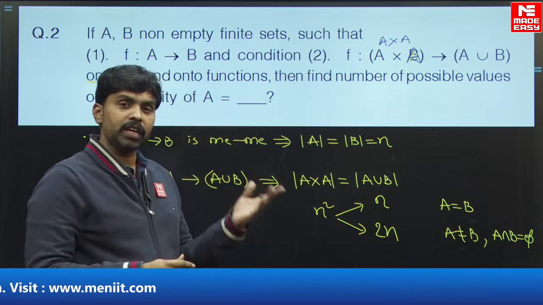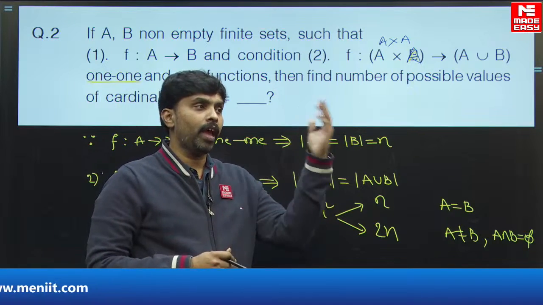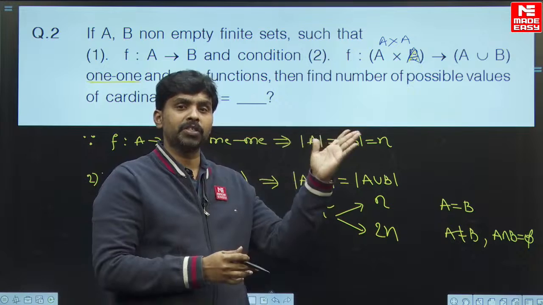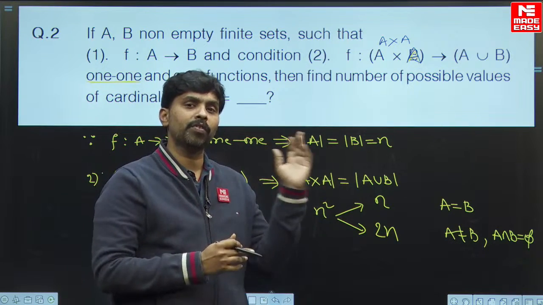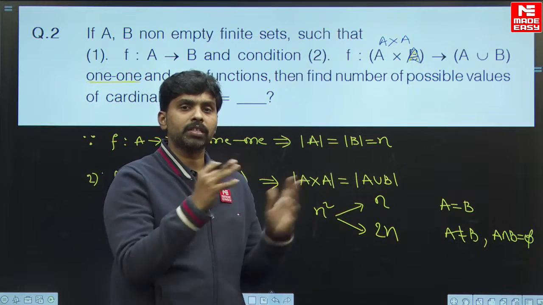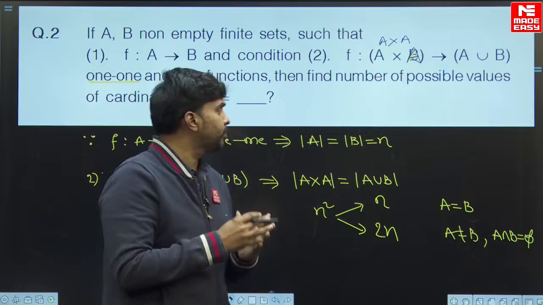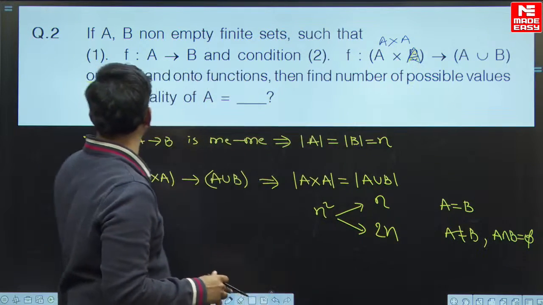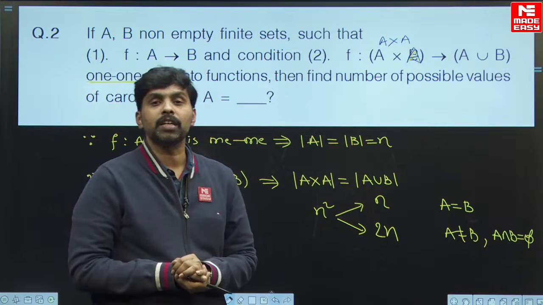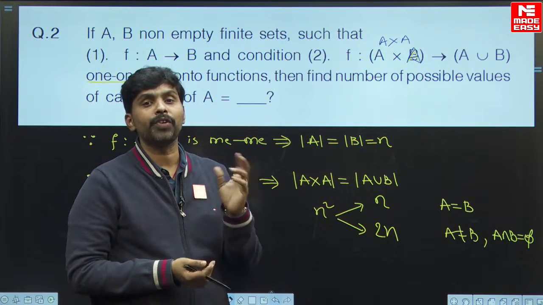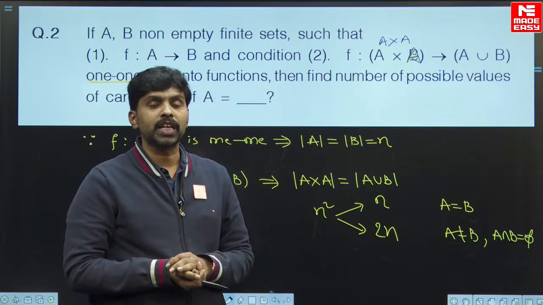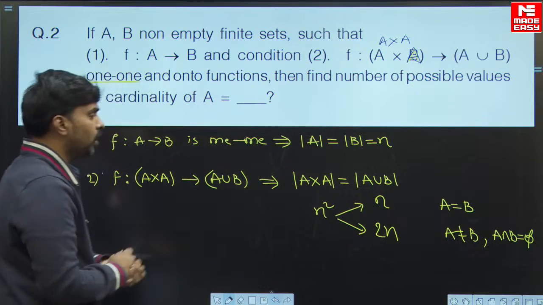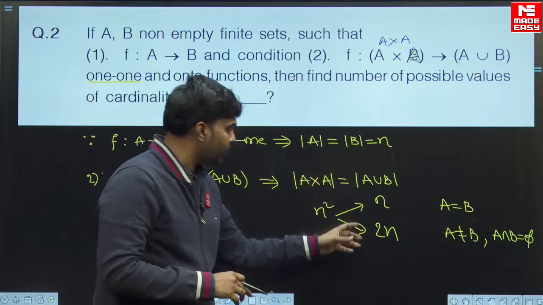Whereas other cases also exist, where out of these n elements only one element of B matches with an element of A, or two elements of B match with elements of A, or something like that. But in any way, ultimately we have to find the number of possible values of the cardinality of A. That means how many possible values of n we have to find. Generally the size will be an integer value, so according to that you have to take it here.